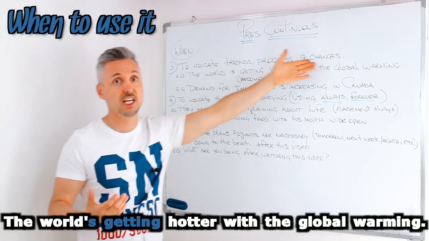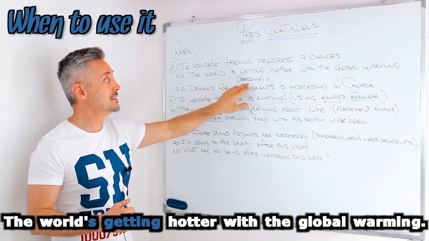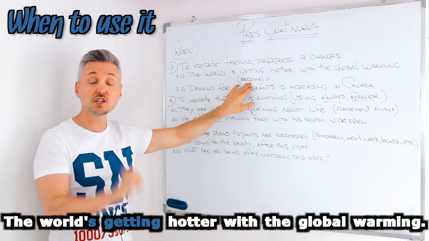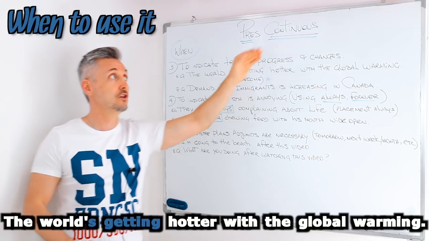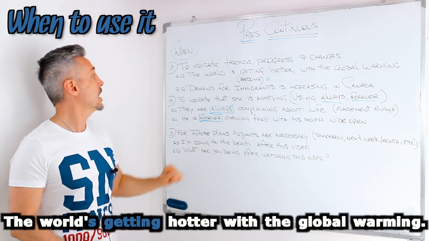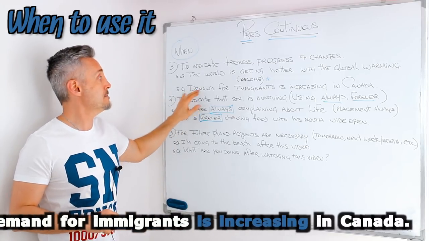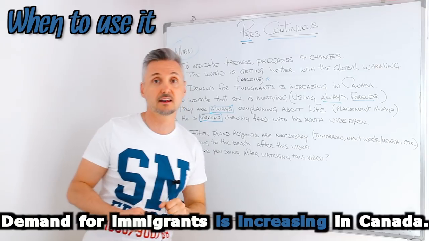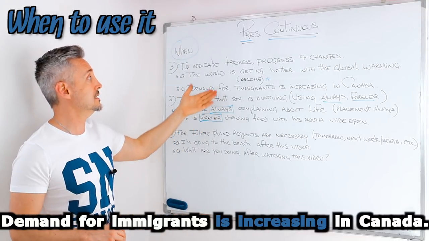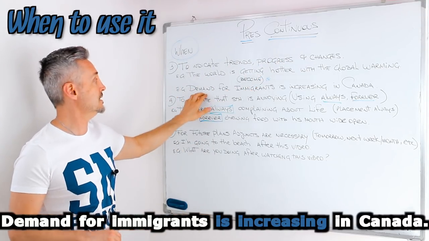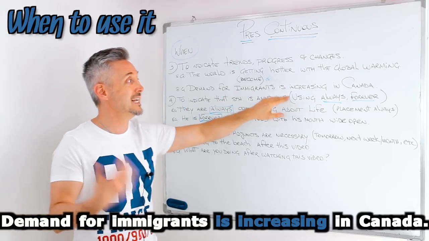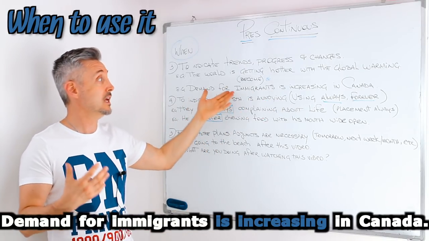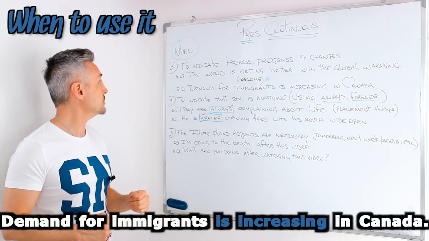So this is a change, right? To get means become here. If you wish to watch a lesson on get, you may click here. The second example, demand for immigrants is increasing in Canada. So this is a change, right? Demand for immigrants is increasing. So they need immigrants in Canada.